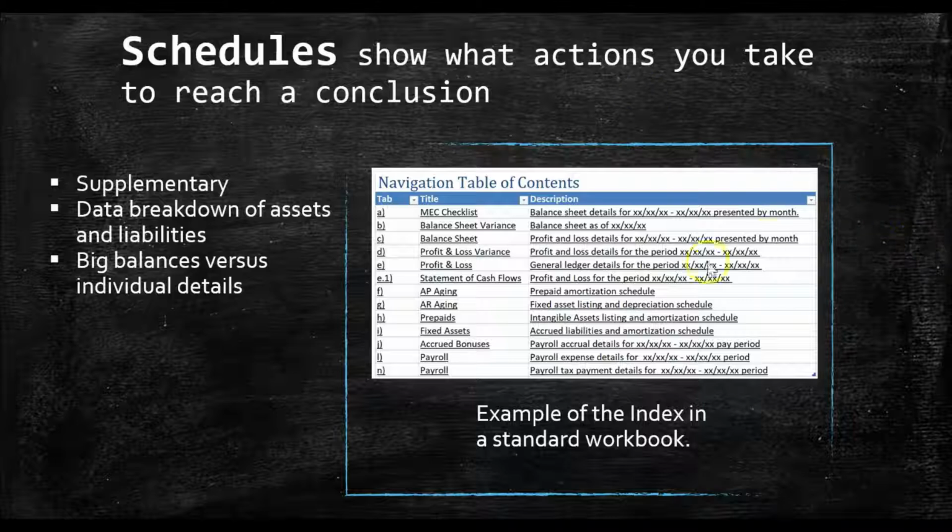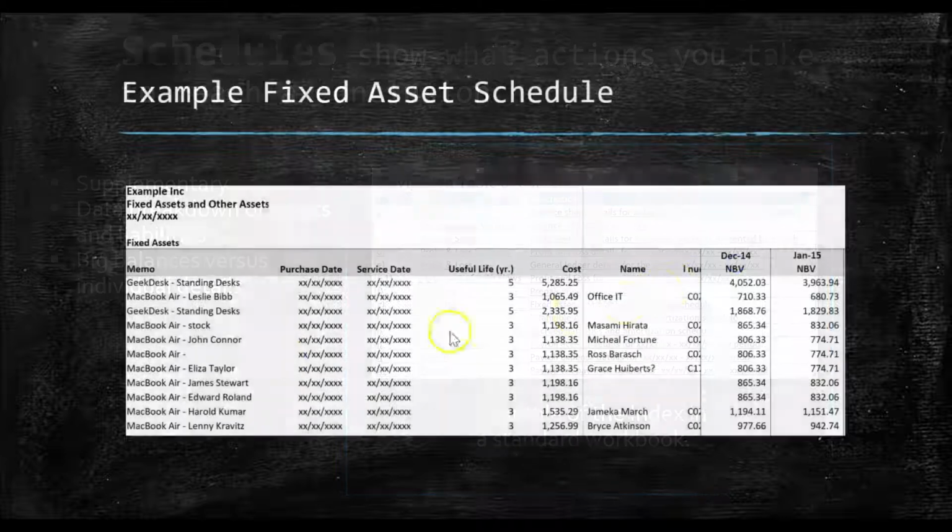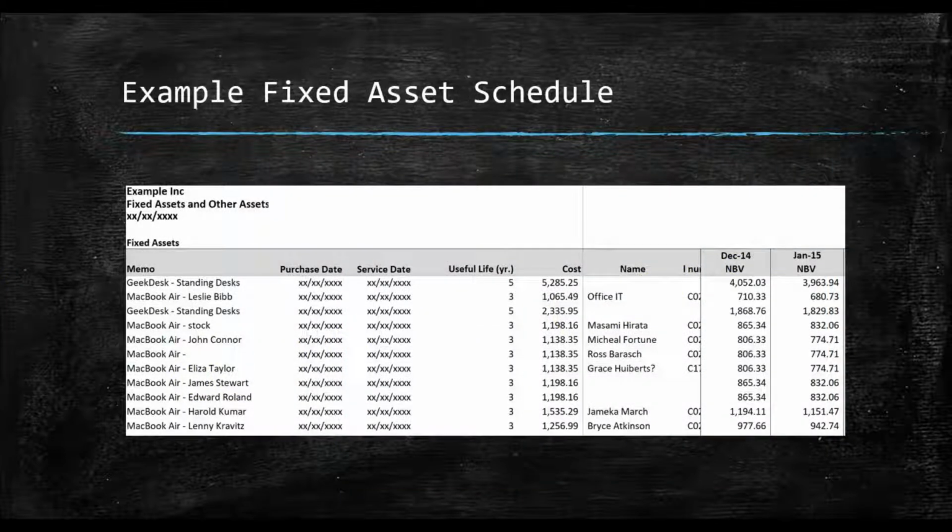And this image here is a table of contents for a work papers book. It shows that we have supporting schedules for most of the balance sheet accounts, like prepaids, fixed assets, and accruals. All right. This is an example of a fixed asset supporting schedule. It shows the detailed breakdown of the fixed asset balance on the balance sheet.